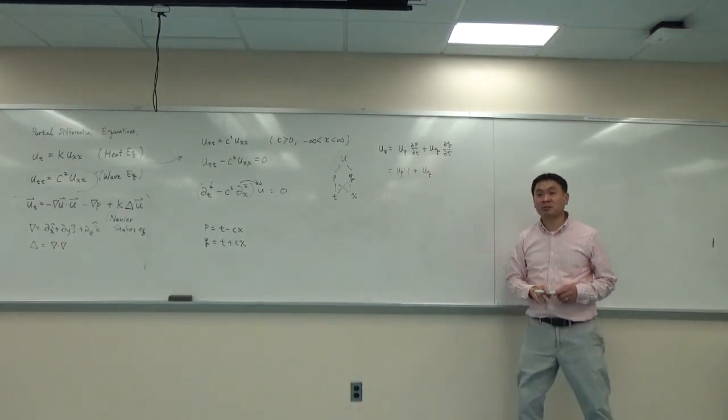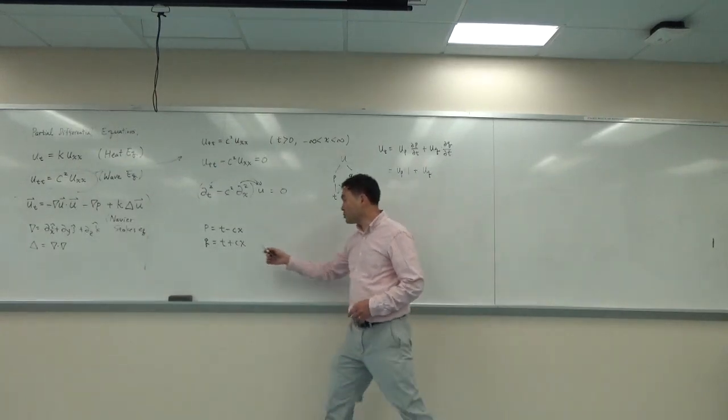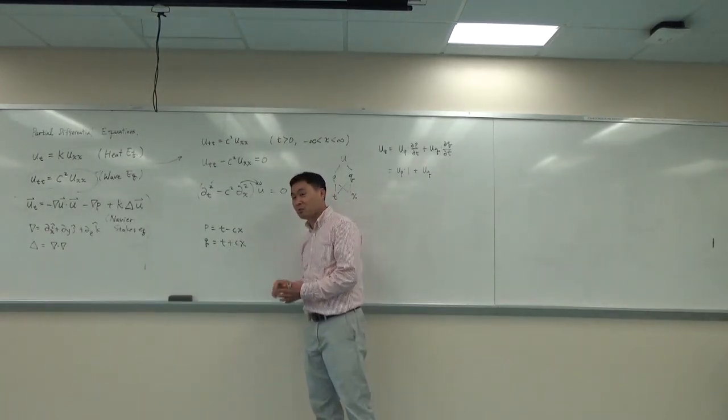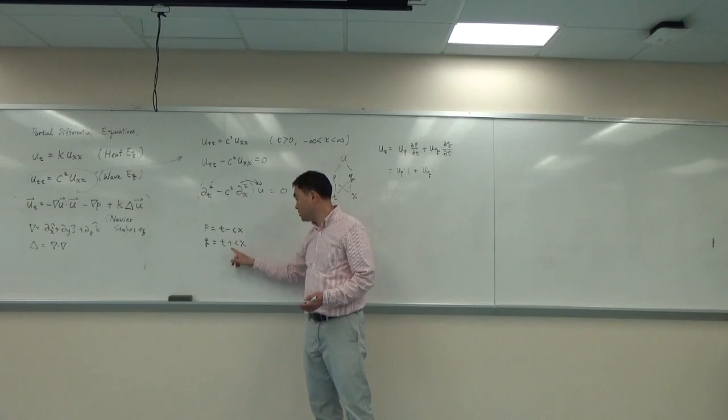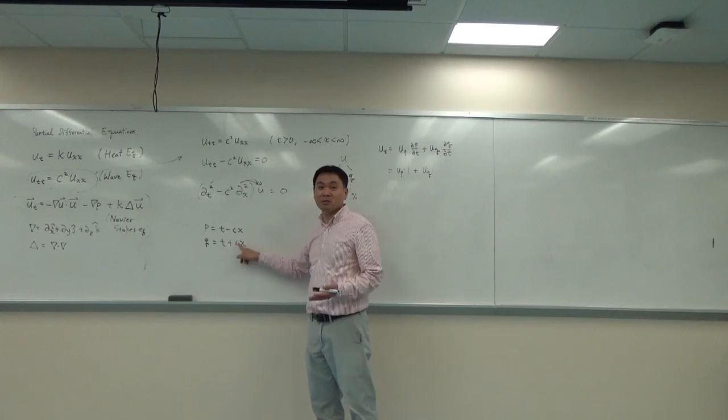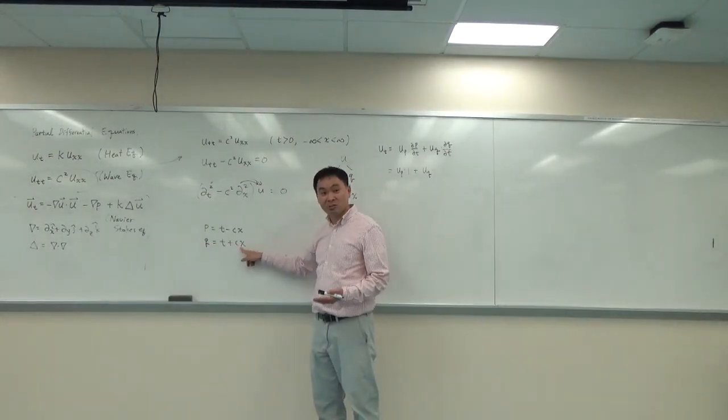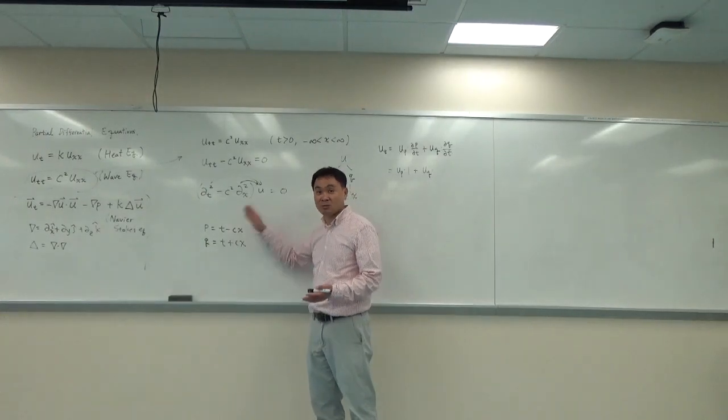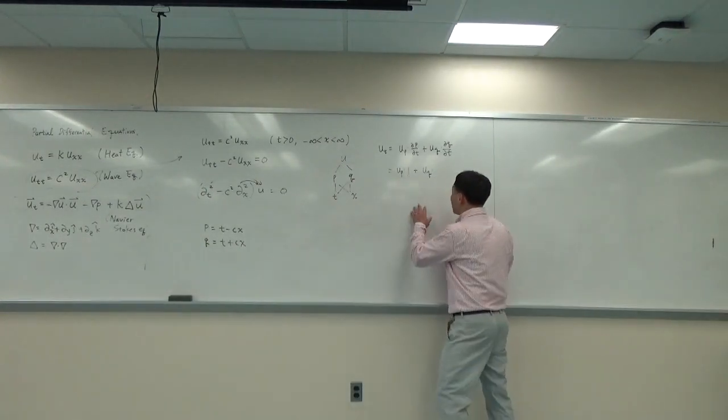What's q differentiated by t? 1. Again, 1, because q is t plus cx. If you differentiate t plus cx by t, t differentiated by t is 1, and cx, well, we're doing partial, so it doesn't have any t. That's considered as a constant, so it's 0, right? So you just get 1.